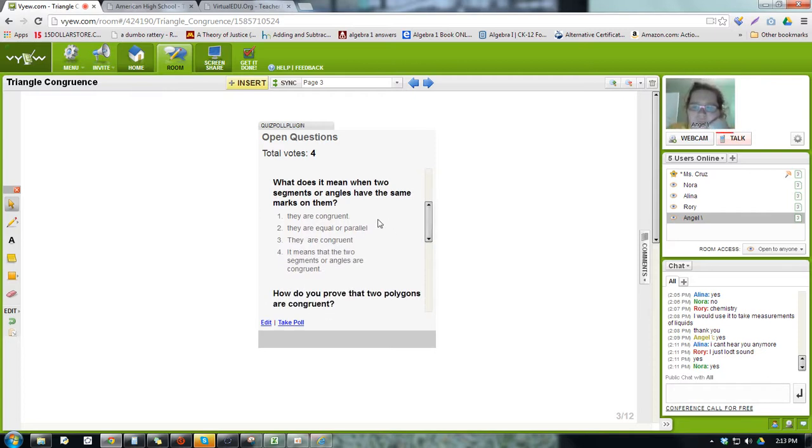When two segments or angles have the same marks on them, they are congruent, they are equal or parallel, they are congruent, and these are actually all correct. Parallel is a different kind of marking. You're actually going to have arrows on it, but you all got that one right on the money.